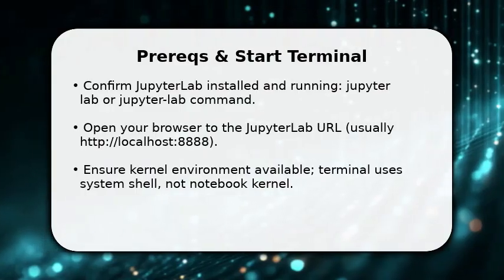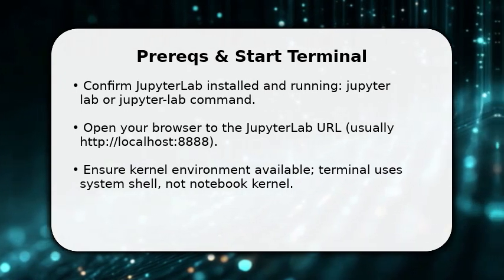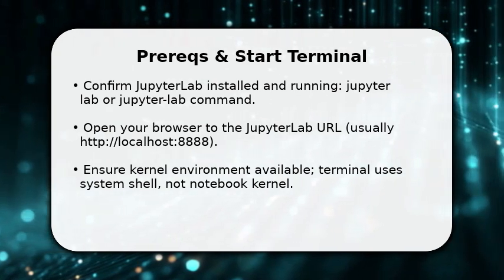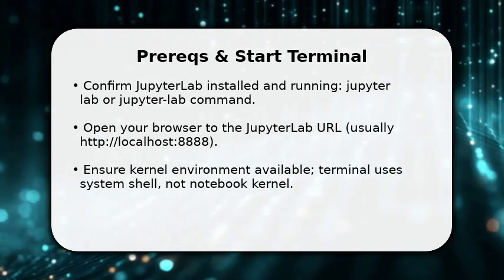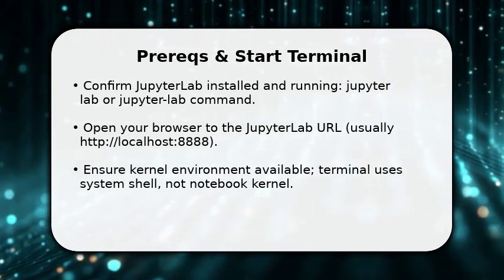You begin by confirming JupyterLab is running and your environment has a system shell. Once the lab UI loads, look at the left sidebar. Make sure you can see the launcher. You do this because the terminal is launched from the server, so network or service issues block it.